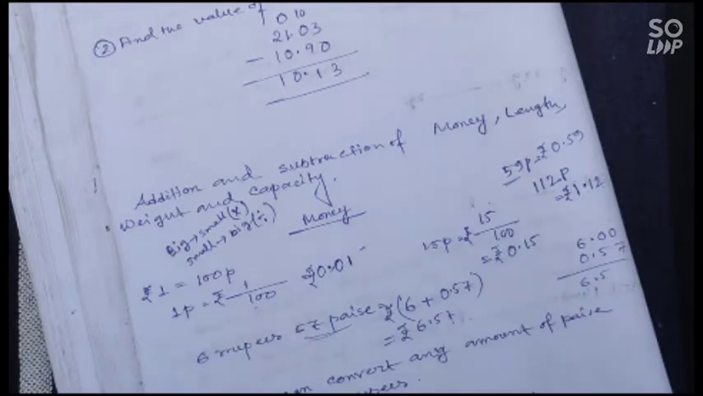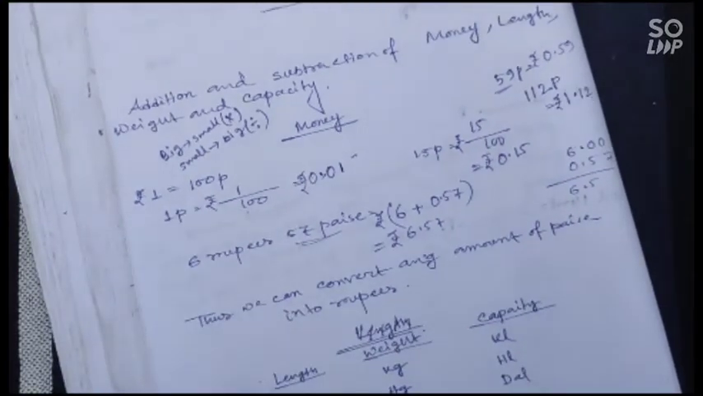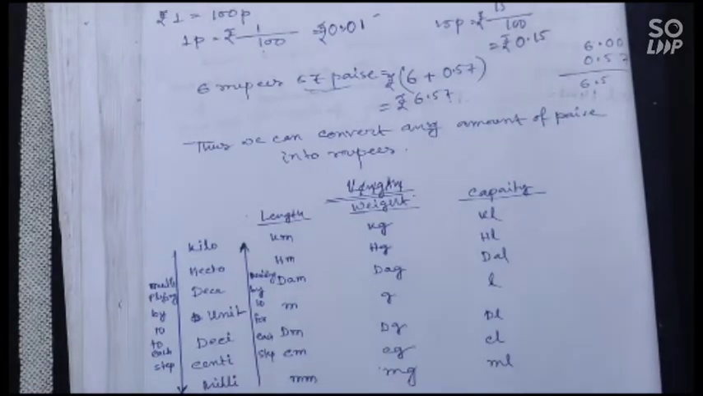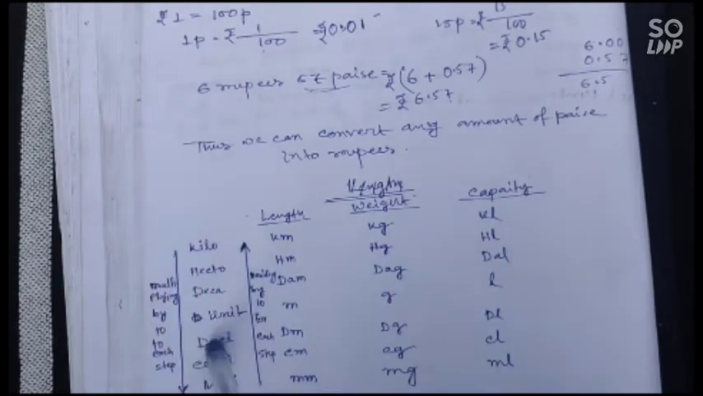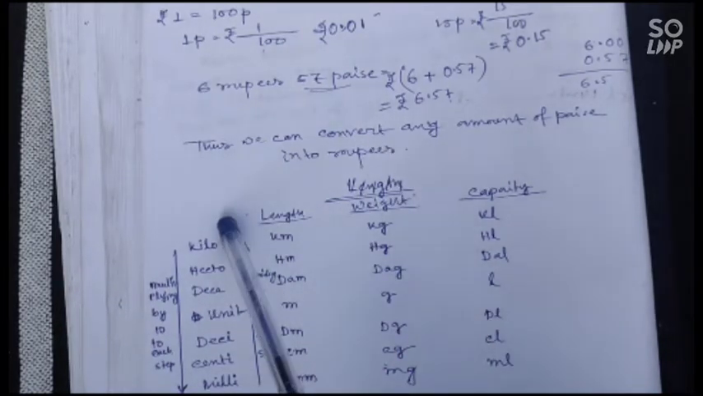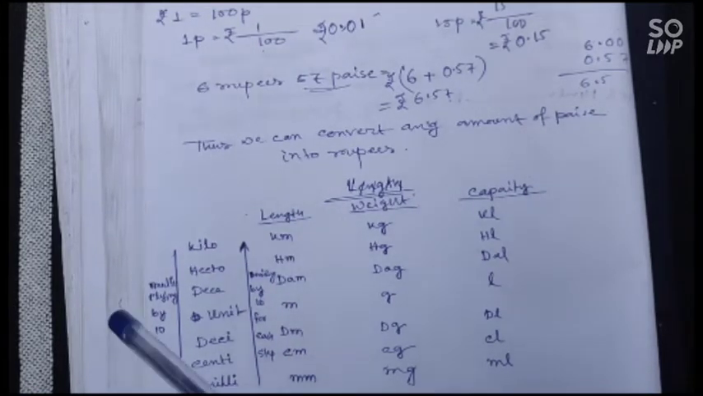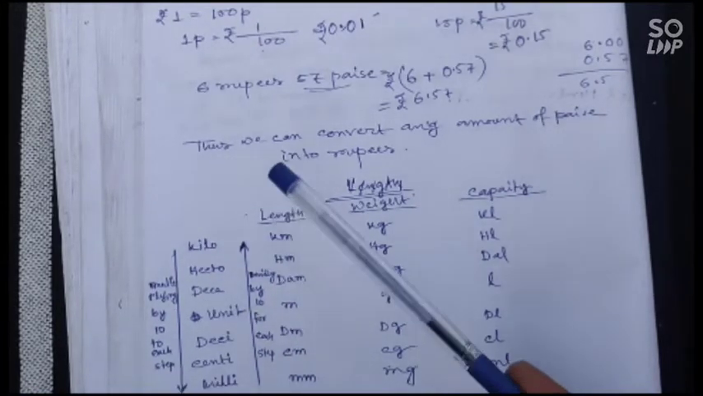But before that you have to learn about the units. You have to learn about the units of length, weight and capacity. First of all, you have to learn about the metric units. This is common in length, weight and capacity. First of all, you have to memorize these metric units.